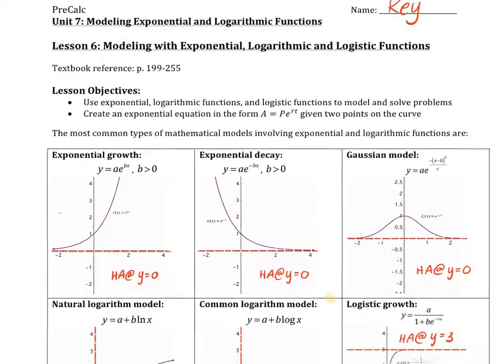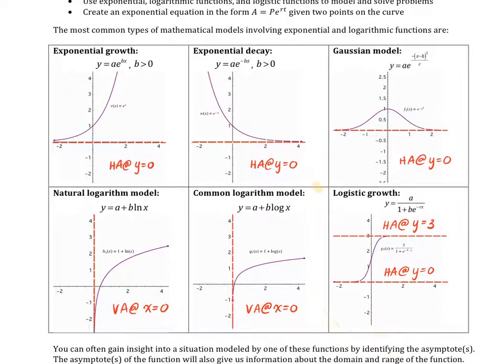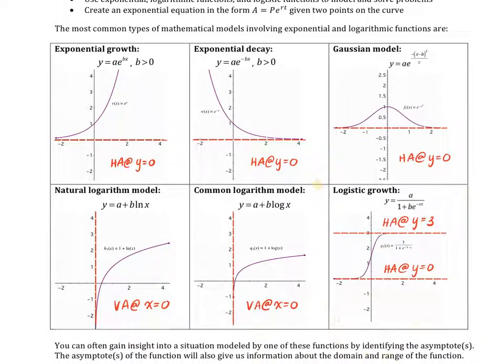So on this first page, we show you 6 different graphs, and down here, if you look at example 1, it says identify the asymptotes for each function above. So we've already studied some of these. You're familiar with exponential growth and exponential decay, what that looks like, where the asymptote is, right? We have a horizontal asymptote at y equals 0. Growth increases as x increases. Decay, you have a negative exponent, or it can be 1 over. It decreases as x increases, still a horizontal asymptote of 0.